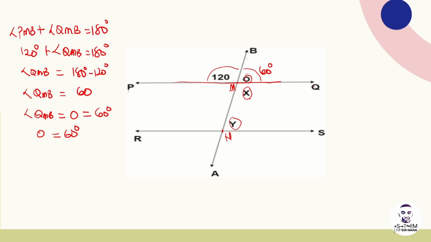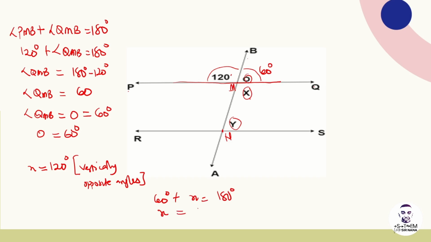Now to find X, we can use different ways. We can consider X as vertically opposite to 120 degrees, so X is equal to 120 degrees, and we indicate that they are vertically opposite angles. Or we can consider X and O on a straight line, so 60 degrees plus X is equal to 180 degrees. They are on a straight line, so X is equal to 180 degrees minus 60 degrees, which means X is equal to 120 degrees. So we've found X and we found O.